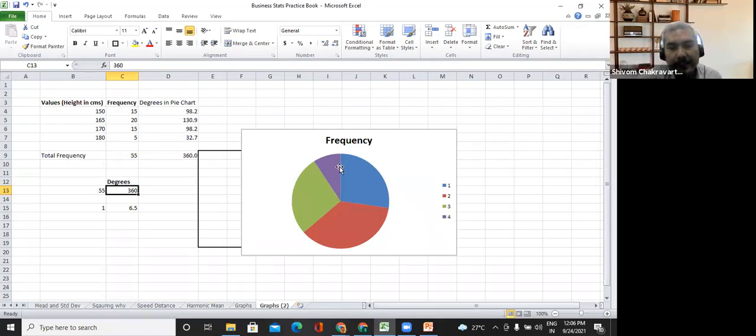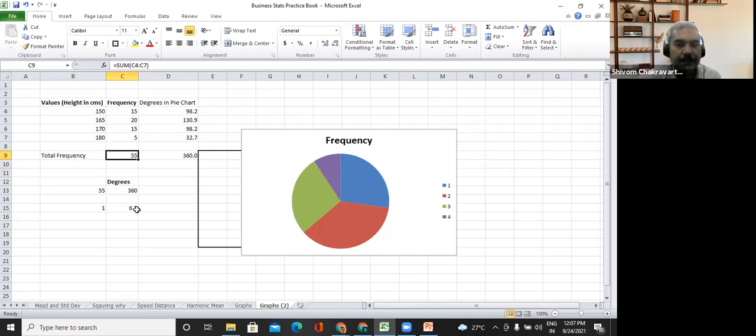Similarly, a circle corresponds to 4 right angles. One right angle here, one here, one here, and one here. So the total is 360 degrees for the entire circle. Those 360 degrees are to be divided into 55 parts in this case, because the total frequency is 55. Then each part will correspond to 6.5 degrees.